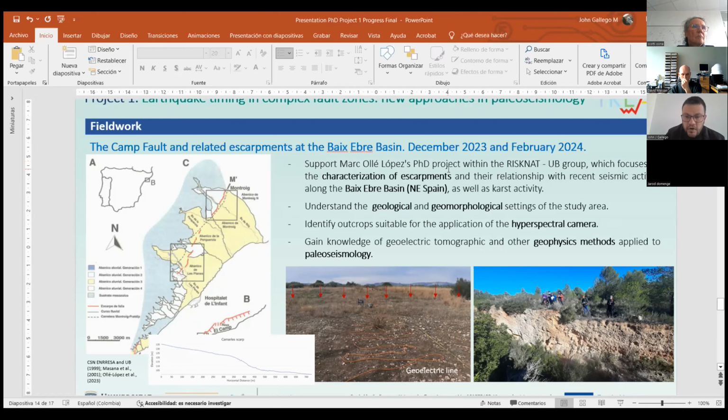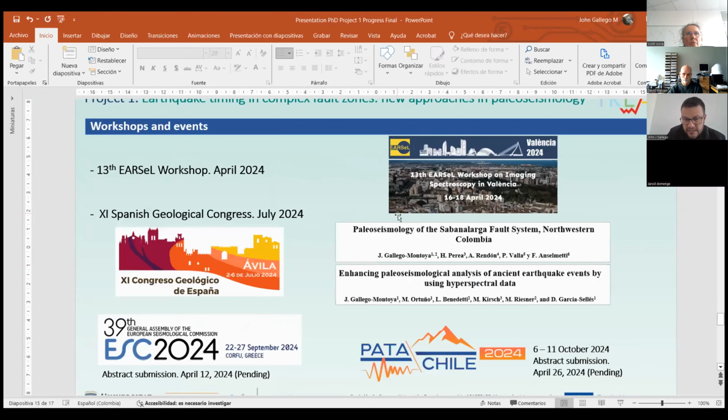He's trying to understand and to find the relationship between tectonic activity and gravitational processes and also karst. He's doing some geophysical methods, so I was learning a bit from that and the possible use in paleoseismology. They also have open trenches, so it's a perfect place to understand the geology.